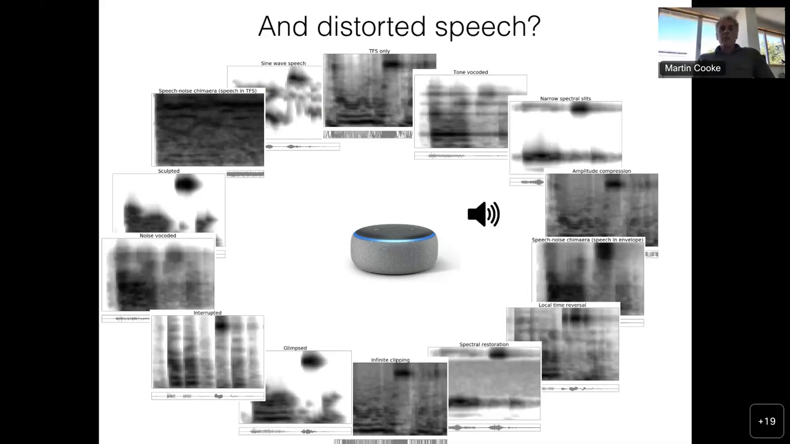Alexa. How well does it do? Well, surprisingly, a couple of those it does quite well on. It nearly always gets interrupted speech right, and it gets the local time reversed stuff occasionally right. So I repeated this a few times.